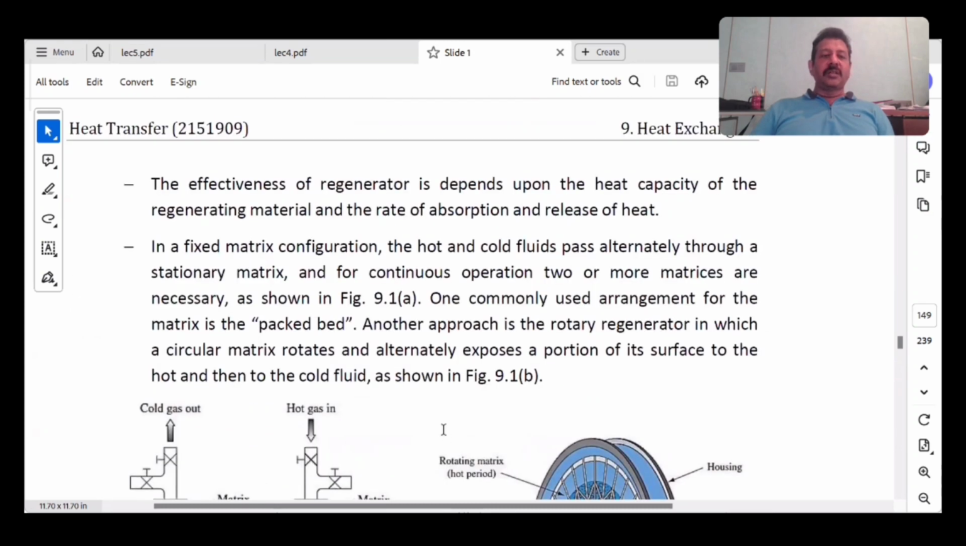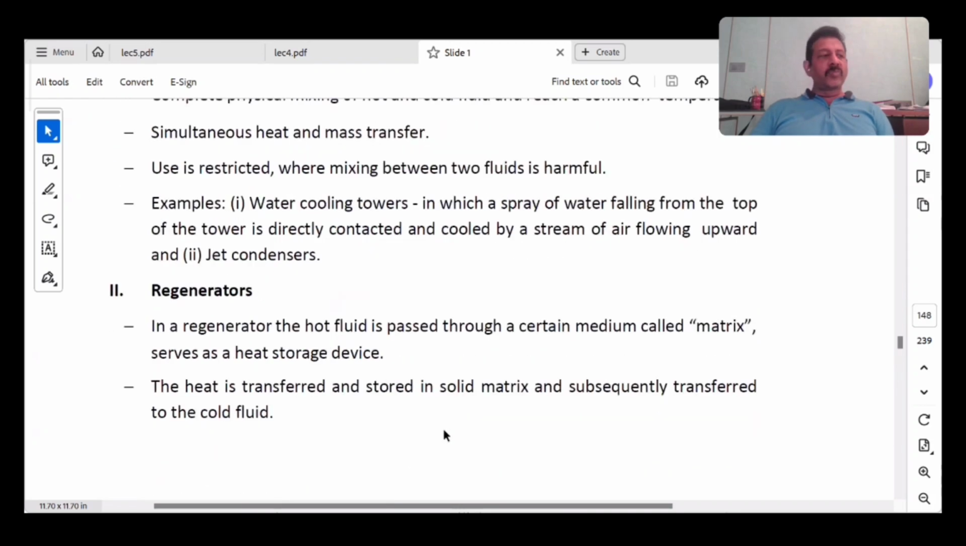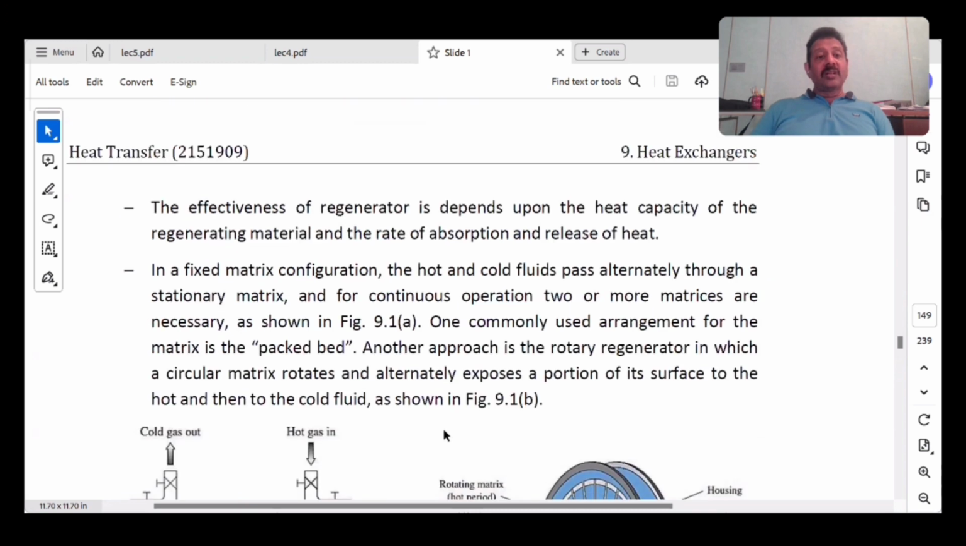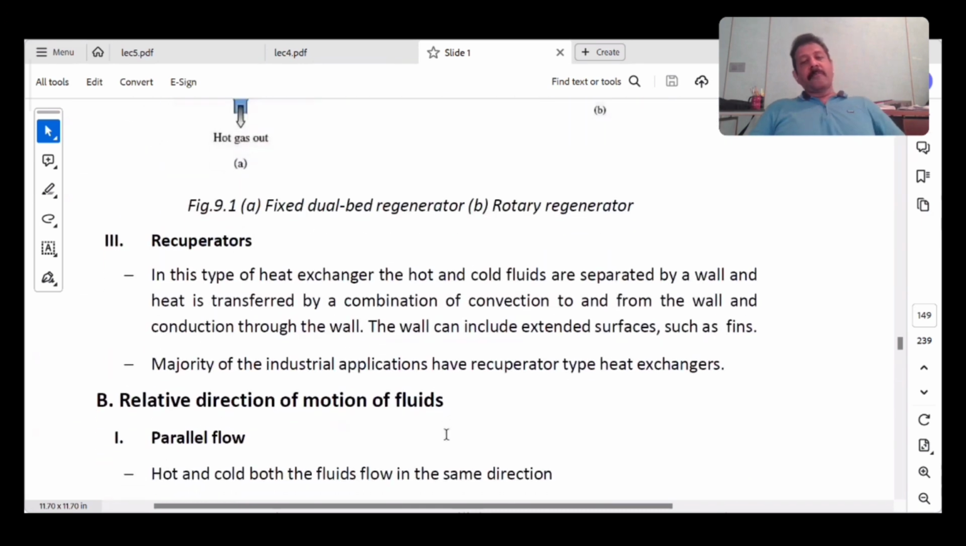One, the first is a direct contact or open type heat exchanger, where there is direct mixing of the hot fluid and the cold fluid. Second, the regenerators, where there is alternate passing of hot and cold fluids through a matrix. Third type, the recuperators, is the most widely used.